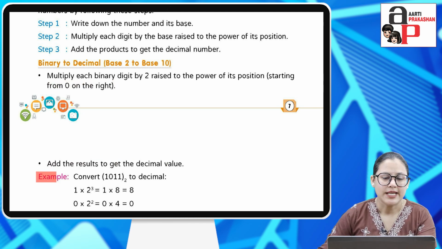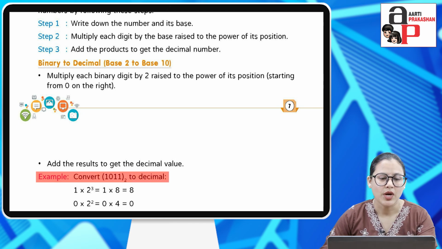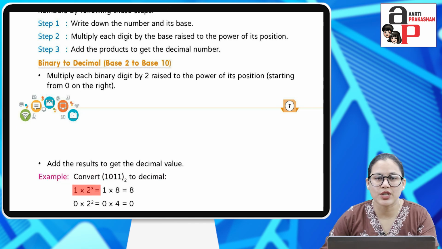Okay, example is 1011 base 2. This is the binary number system and we have to convert this into decimal. So how are you going to write it? 1 into 2 raised to the power 3. And 2 raised to the power 3 is 8, you know that. And 1 into 8 is 8.